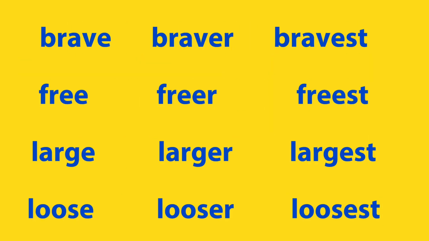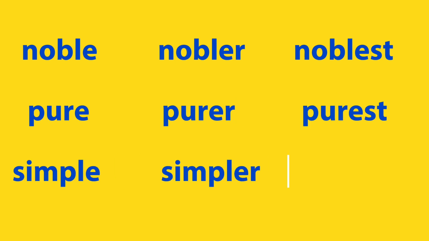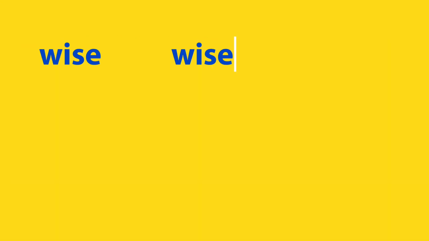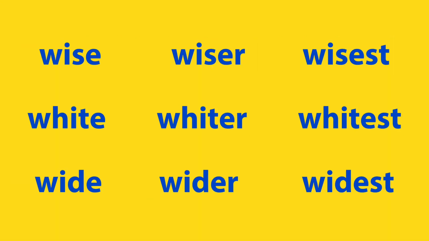2. If the positive of regular adjectives ends in e, we cut off the e before adding er and est. Brave, braver, bravest; free, freer, freest; large, larger, largest; loose, looser, loosest; noble, nobler, noblest; pure, purer, purest; simple, simpler, simplest; wise, wiser, wisest; white, whiter, whitest; wide, wider, widest.